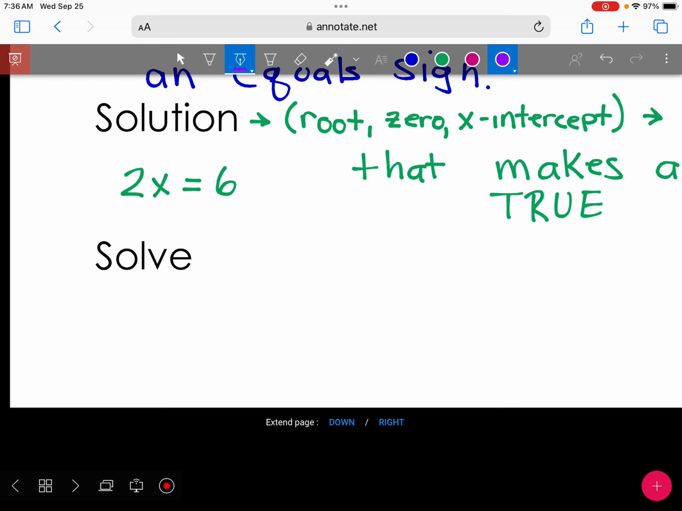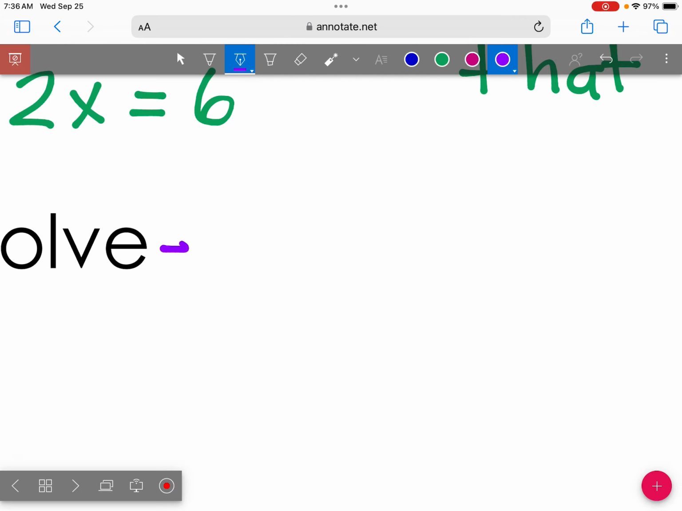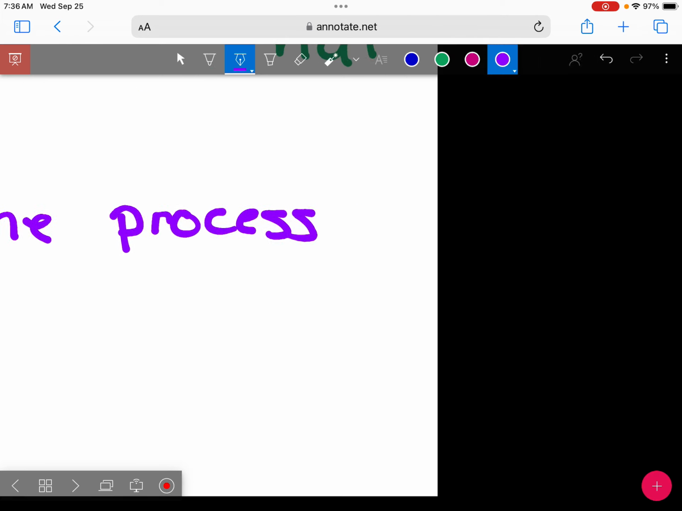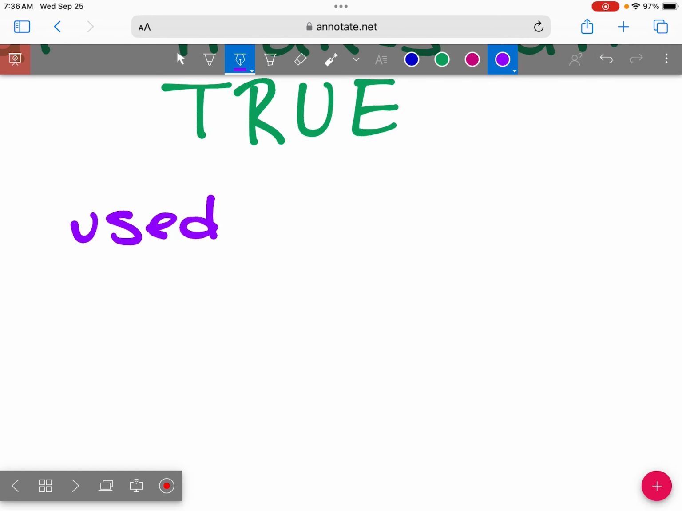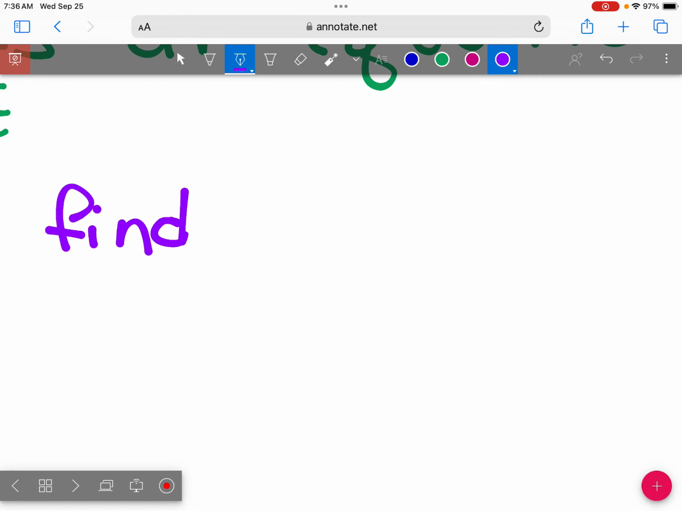And what we're going to be doing to find these solutions is we're going to be solving. So to solve is the process used to find a solution to an equation.